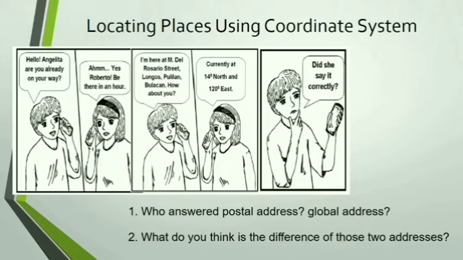In this conversation, they both gave their exact location, but Angelita's answer, which is 14 degrees north and 120 degrees east, is an example of a global address, while Roberto's answer is an example of a postal address.